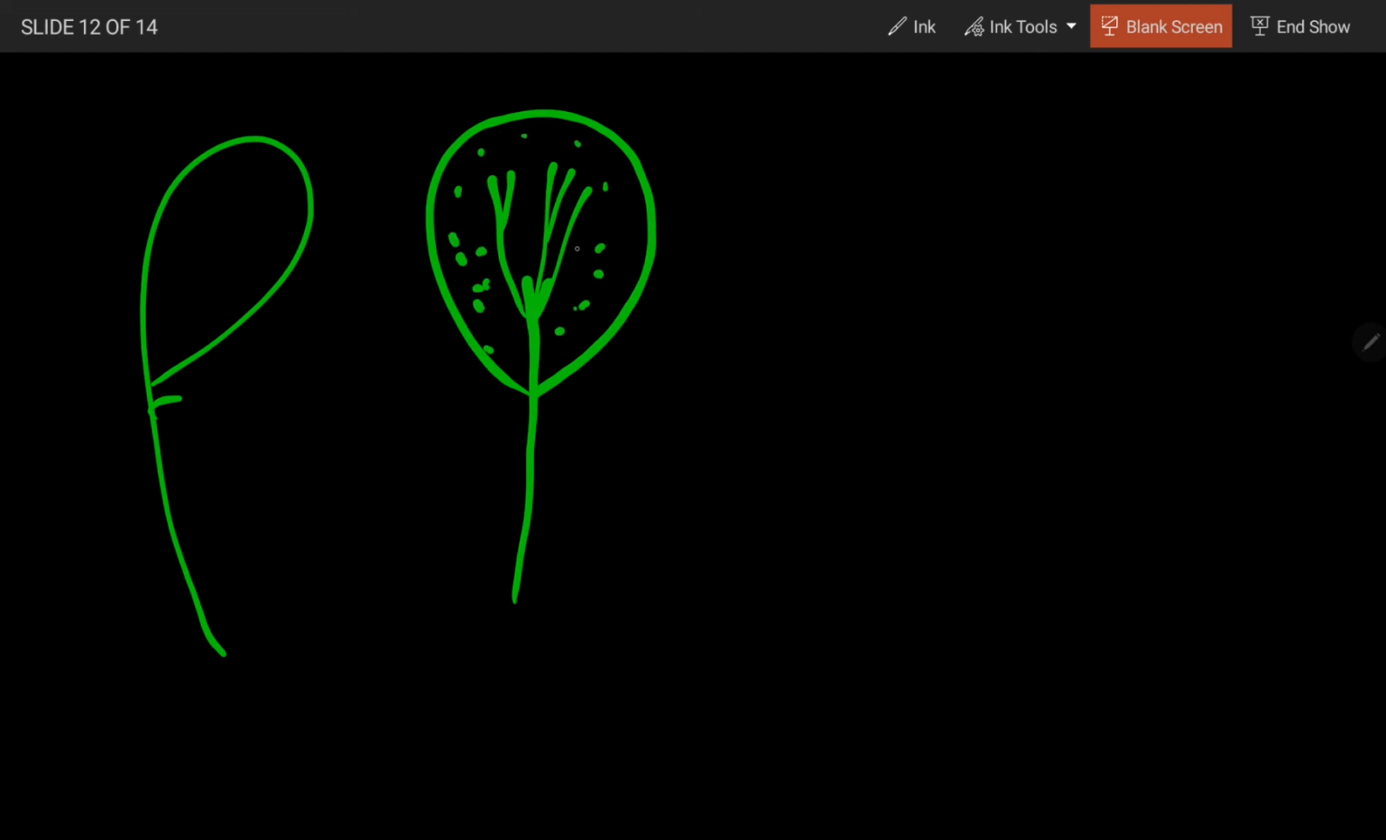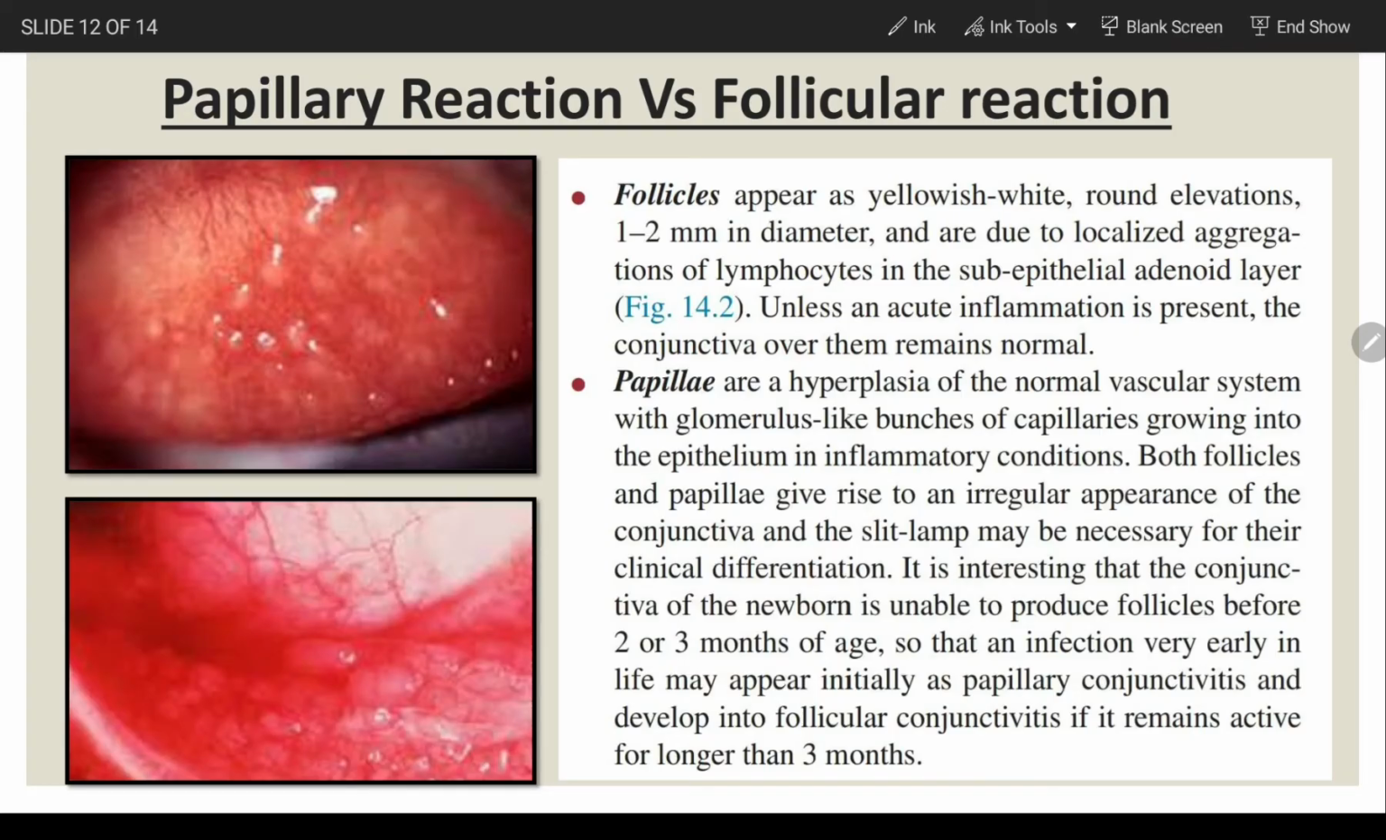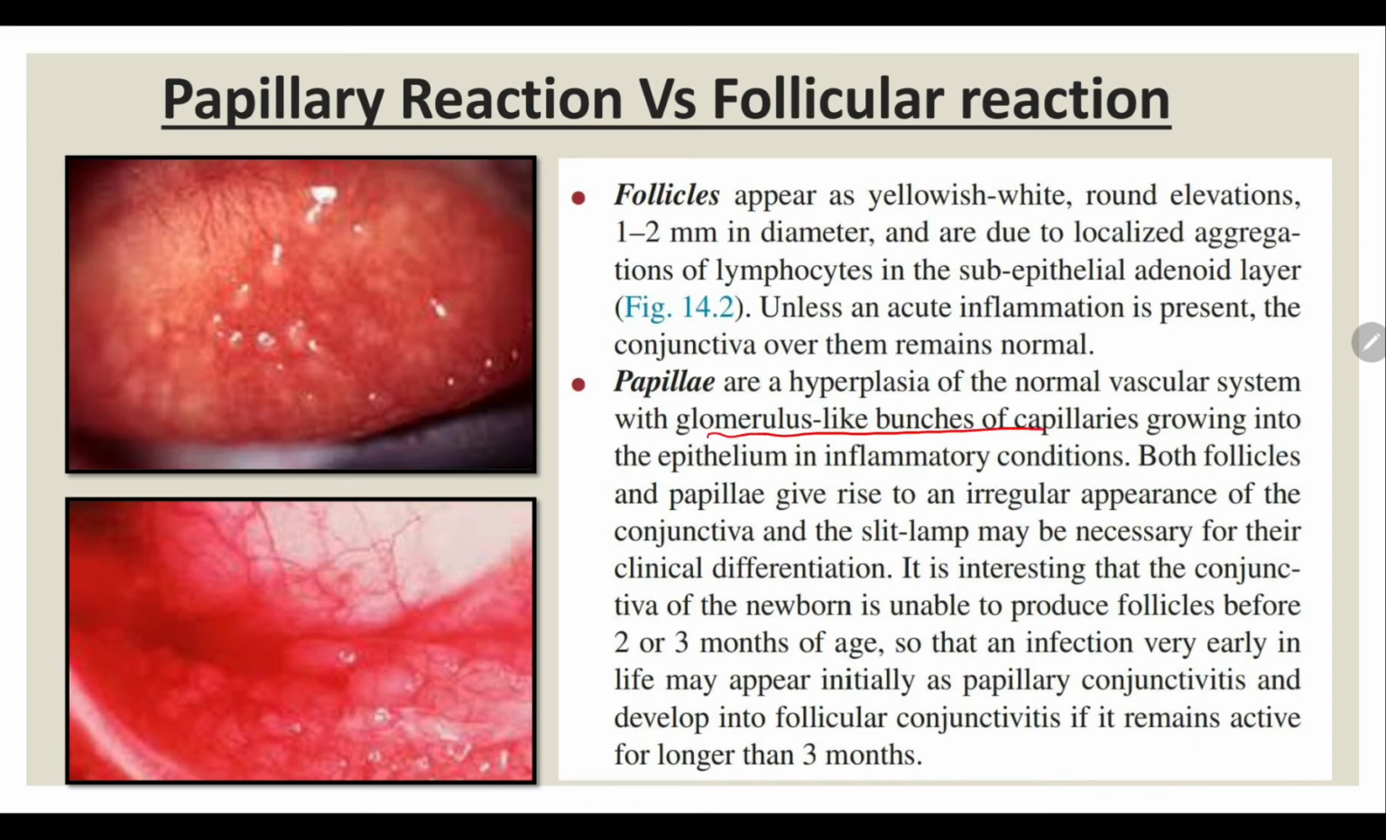and there are inflammatory cells present there. This is papillary. This looks like a glomerulus, right? As far as papillary, we remember two things. One, it is a glomerulus-like bunch of capillaries. Two, it has a tuft of capillaries present in the center. Basically, it is only hyperplasia of the normal vascular system in the conjunctiva.